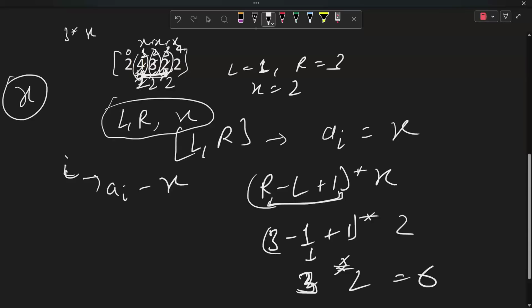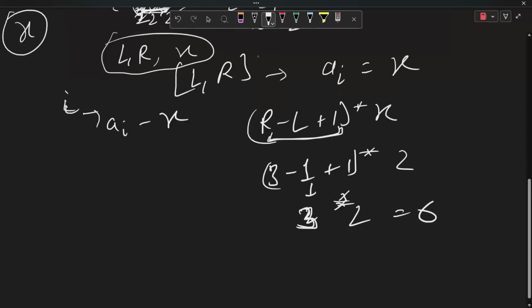So what I'm telling is, instead of considering it as making a range from L to R as X, we can consider it as picking any element and making it X. That's how we can consider the operation. Now, if we consider it like that, we need to make all array elements equal. So how can we do it in minimum operations?